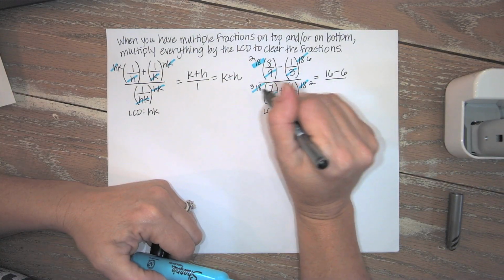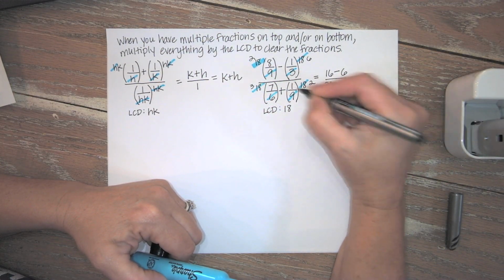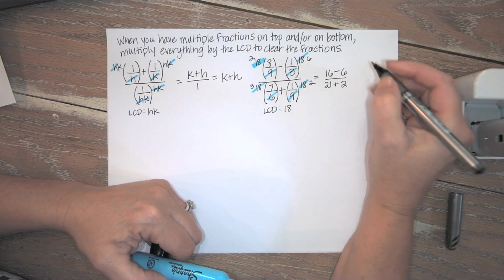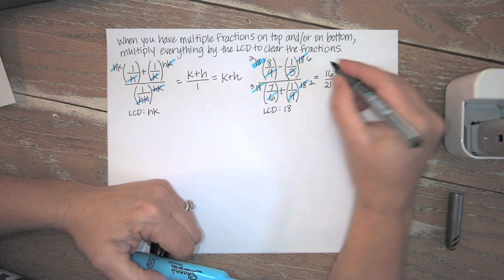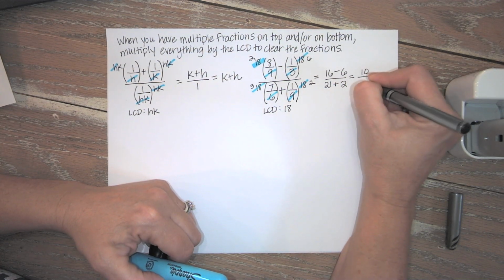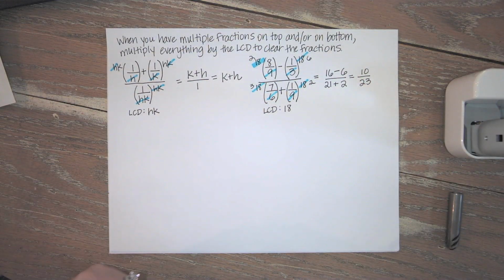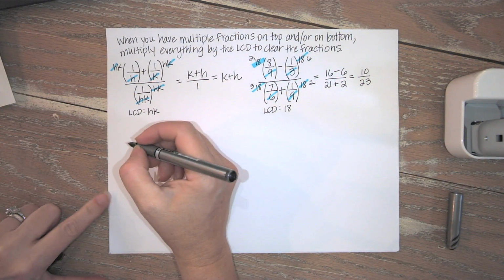On the bottom, I'm going to have 3 times 7 is 21, plus 1 times 2 is 2. And that simplified this a whole bunch. 16 minus 6 is 10. 21 plus 2 is 23. So this is equal to 10 over 23. All right, let's do another.